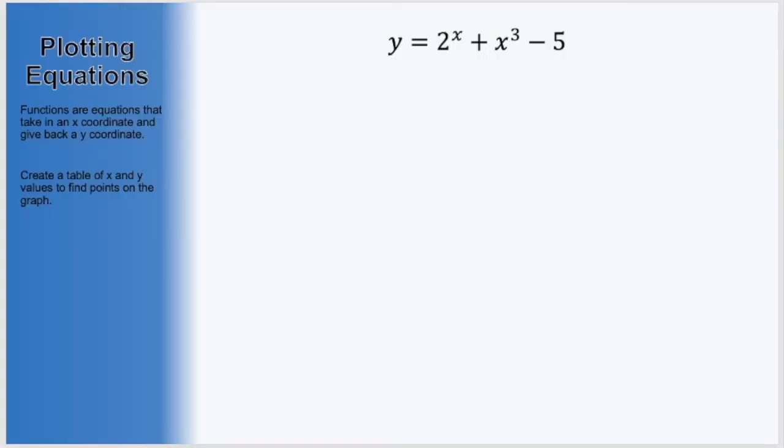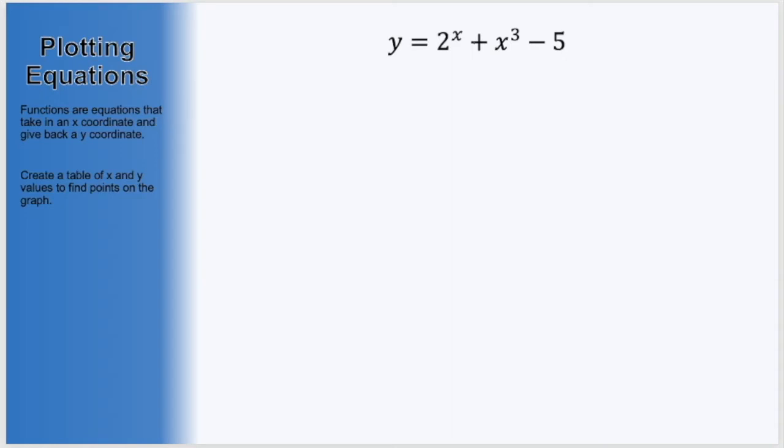Hello again, everyone. Last time, we introduced the Cartesian coordinate system and plotting points. Today, we will apply that to graphing equations, or functions, that take in an x-coordinate and give back a y-coordinate. For example, an equation like this, where we have y equals some expression in terms of x.